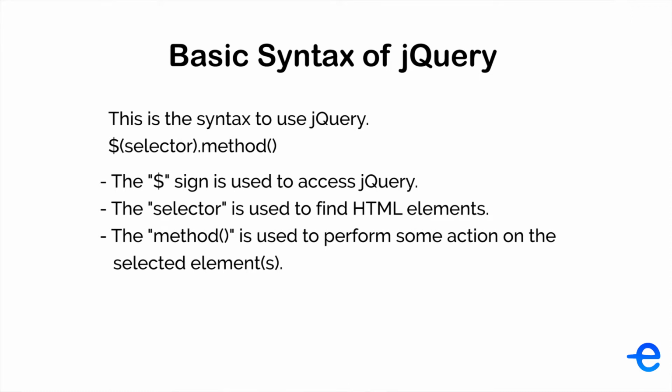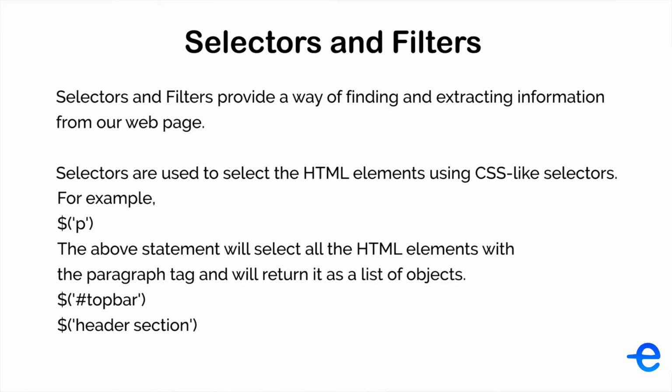Now coming back, selectors and filters provide a way of finding and extracting information from our web page. Selectors are used to select HTML elements using CSS-like selectors. For example, $ and inside the parenthesis p. So this statement will select all the HTML elements with the paragraph tag and will return it as a list of objects.